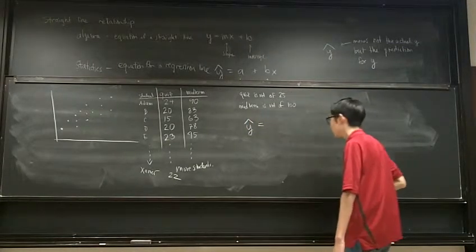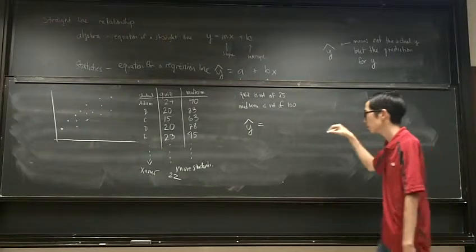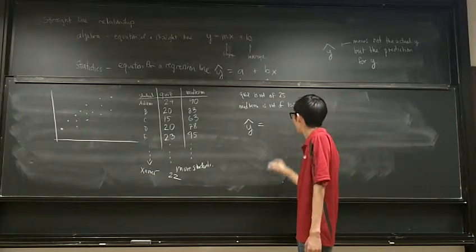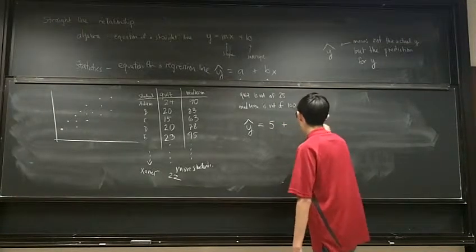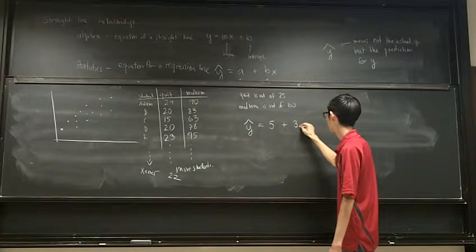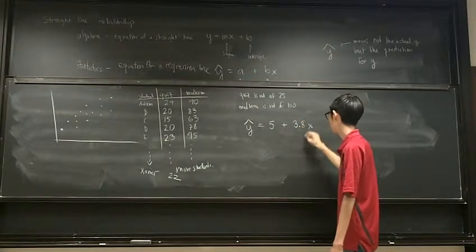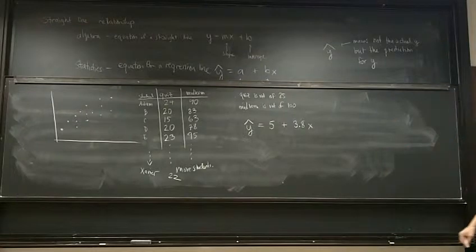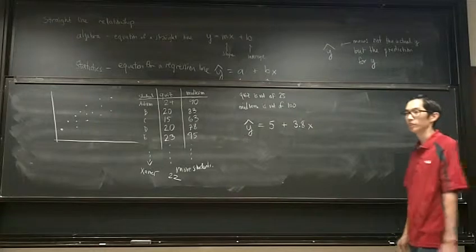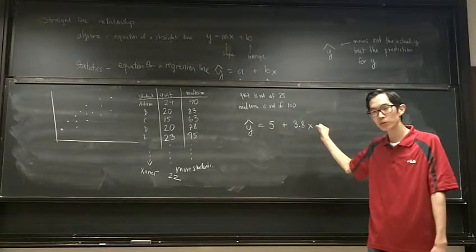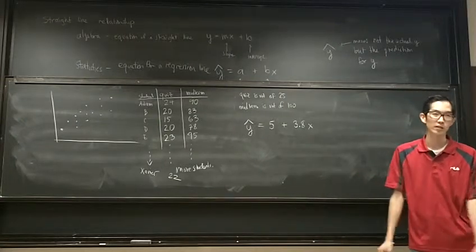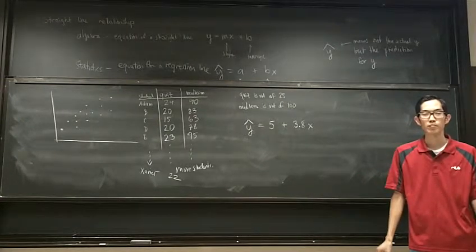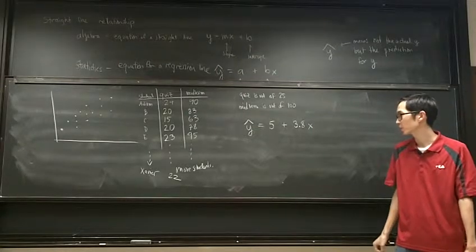y hat is equal to 5 plus 3.8 x. Okay. What does the x variable represent in this case? And what is our y variable? What are we using to make a prediction?